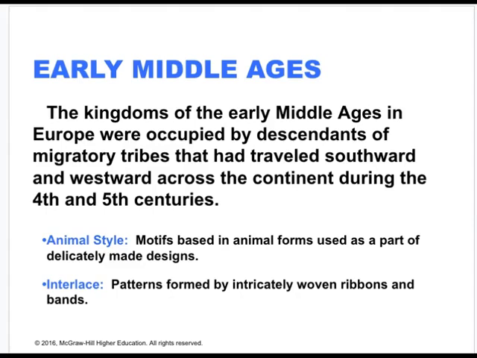So in the early Middle Ages, the kingdoms of the Middle Ages in Europe were occupied by descendants of migratory tribes that had traveled southward and westward across the continent during the 4th and 5th centuries. If you can get your mind around that, that takes a second to really think about. Picture Europe, which is where we're at. That's really the core of the Middle Ages as far as art that we're going to be talking about. So we're in Europe, and we have descendants of migratory tribes that had traveled southward.